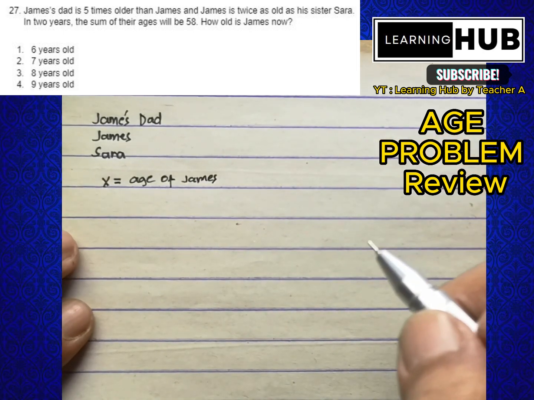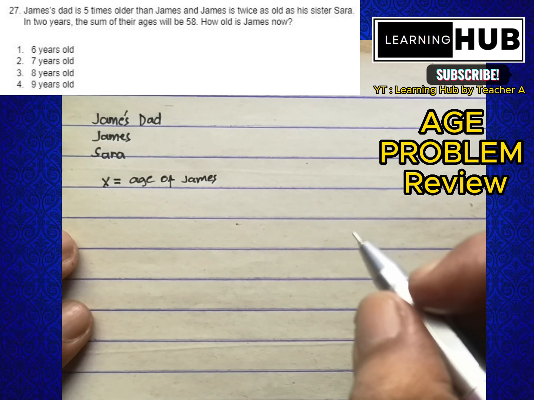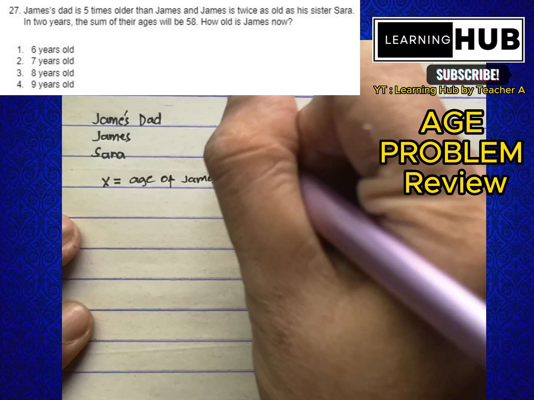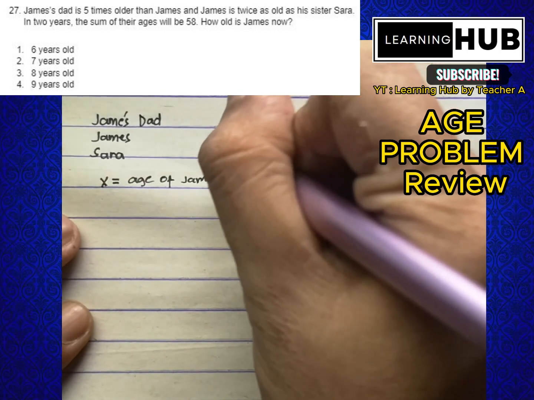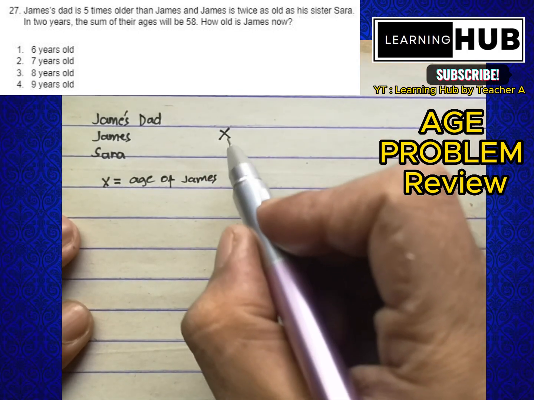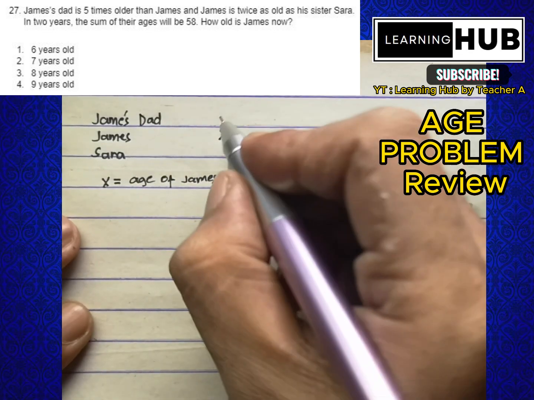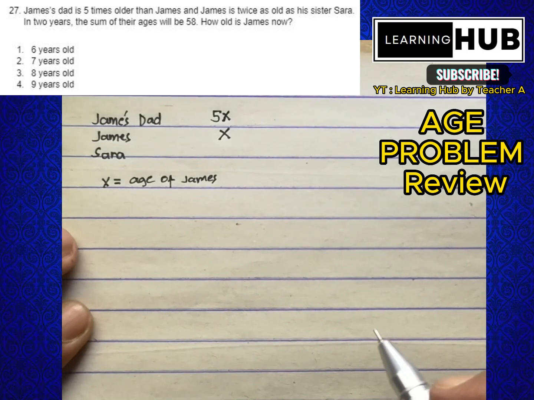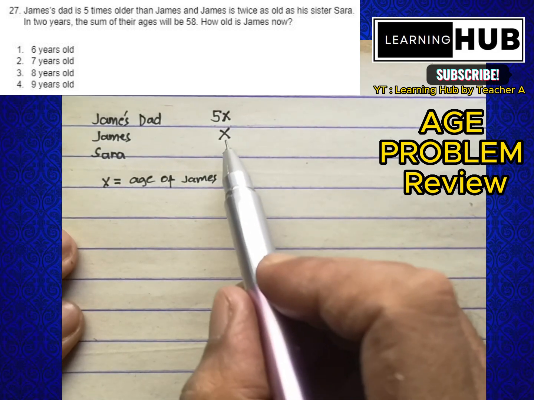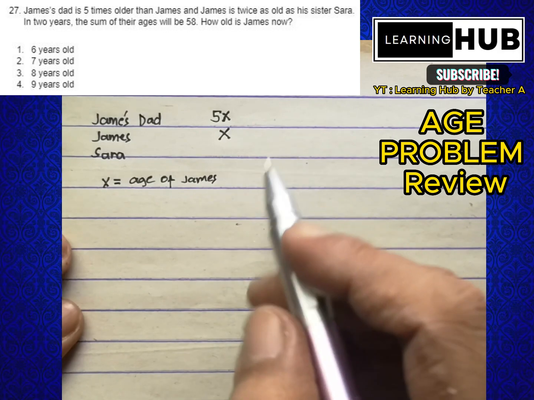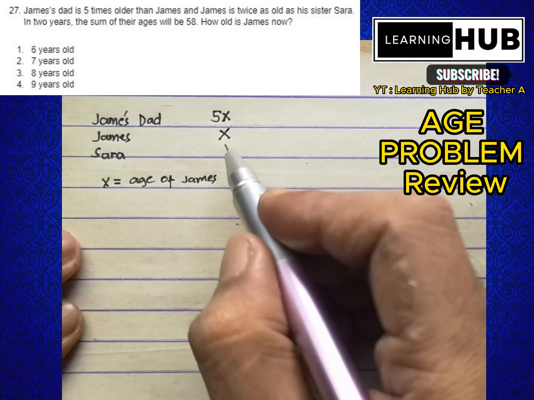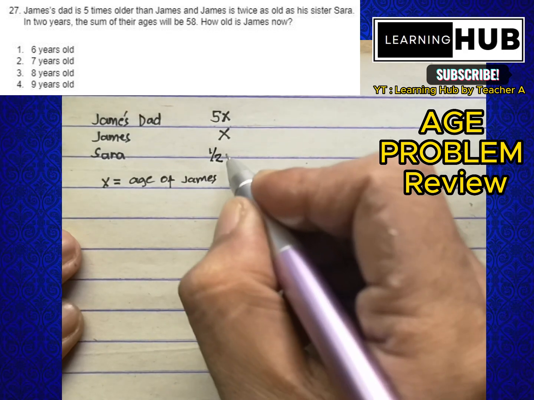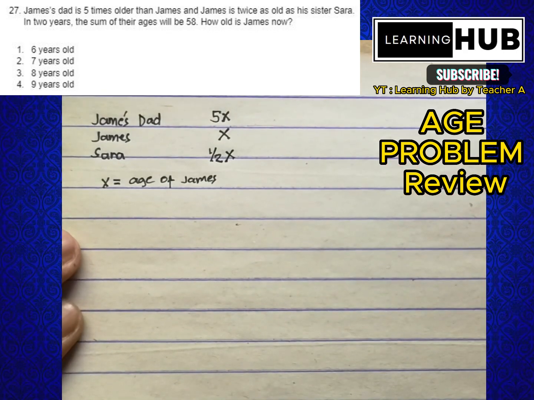So in our equation, it says here that James' dad is 5 times older than James. So we're going to note that the present age of James is x, and Dad's age will be 5x. And James is twice as old as Sarah. So if James' age is x, that will be 1/2 of the age of Sarah.